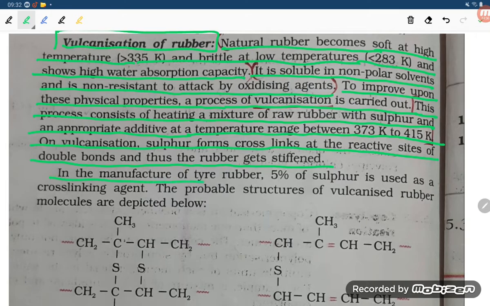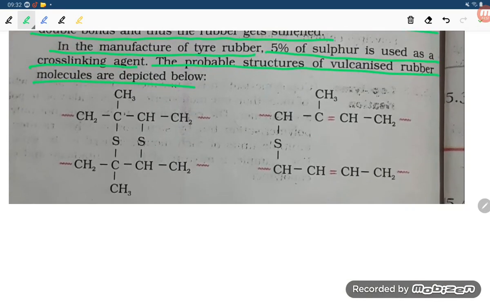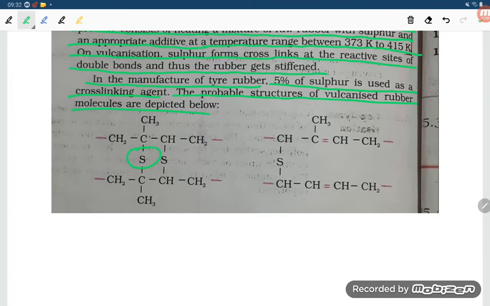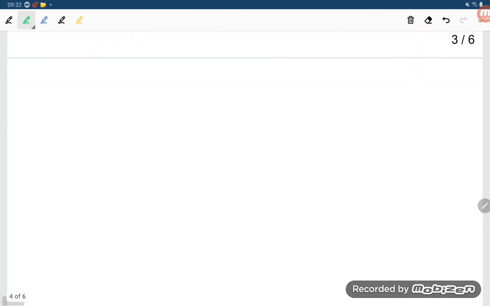In the manufacture of tire rubber, 5% sulfur is used as a cross-linking agent. The probable structure of a vulcanized rubber molecule is depicted as below. Here is the cross-linked sulfur between the isoprene chains. So this is the vulcanization of rubber.